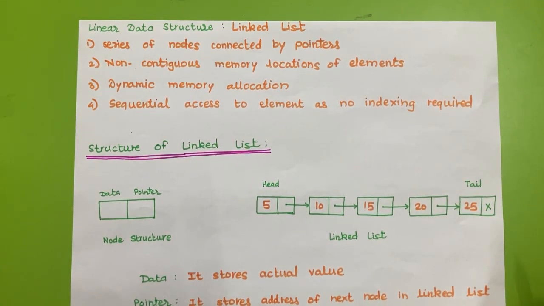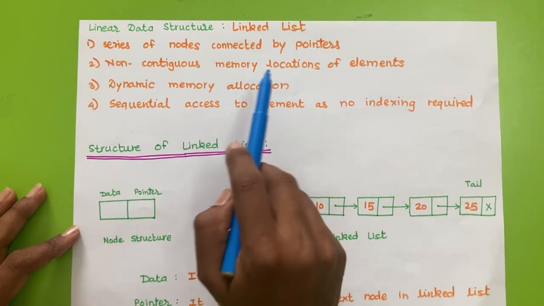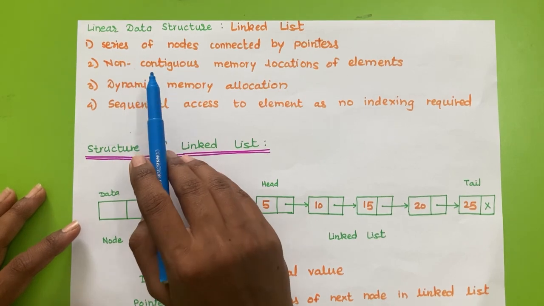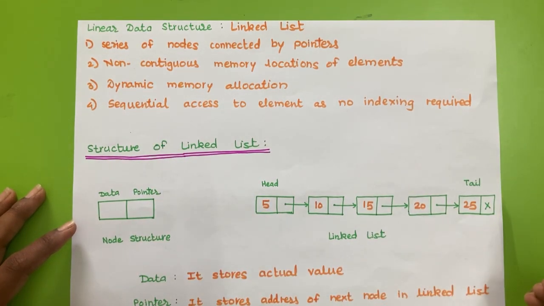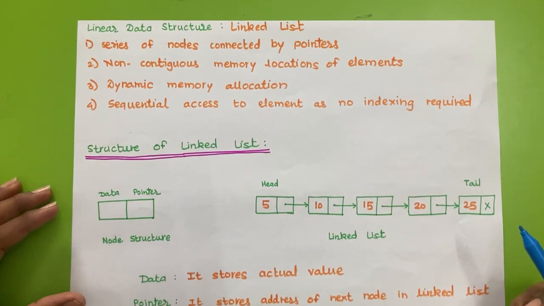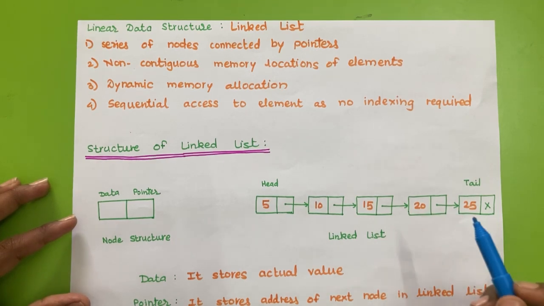Now the next topic to be discussed is a linear data structure, that is, the linked list. Here I have listed some of the characteristics of linked list. First, we have seen that in the case of arrays we have contiguous memory locations for each and every element present in the array. So we will compare it with linked list also.